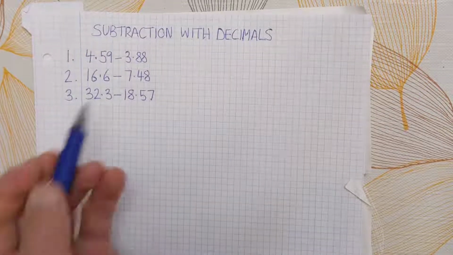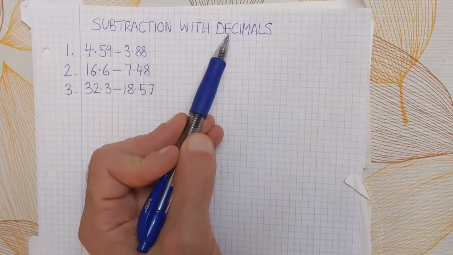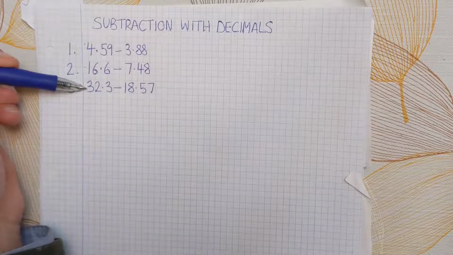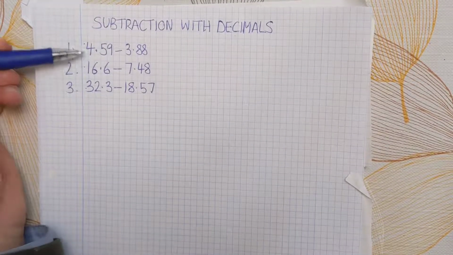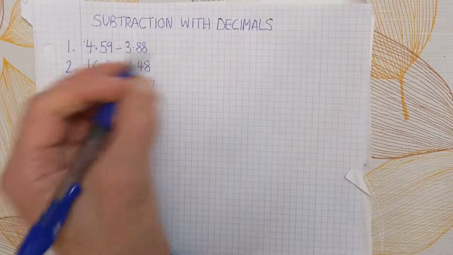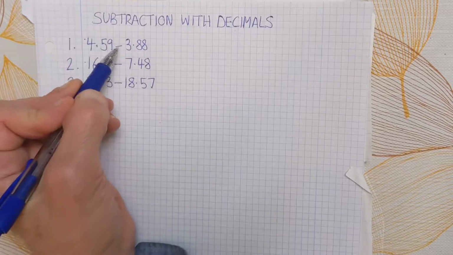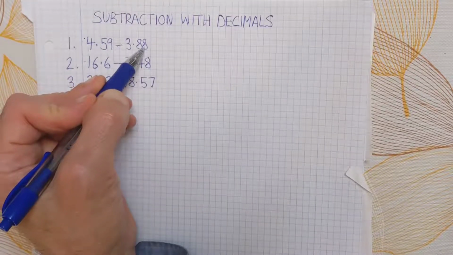We're revising subtraction with decimals. And I have 3 examples here to do with you. So let's start. The first one is 4.59 minus 3.88.